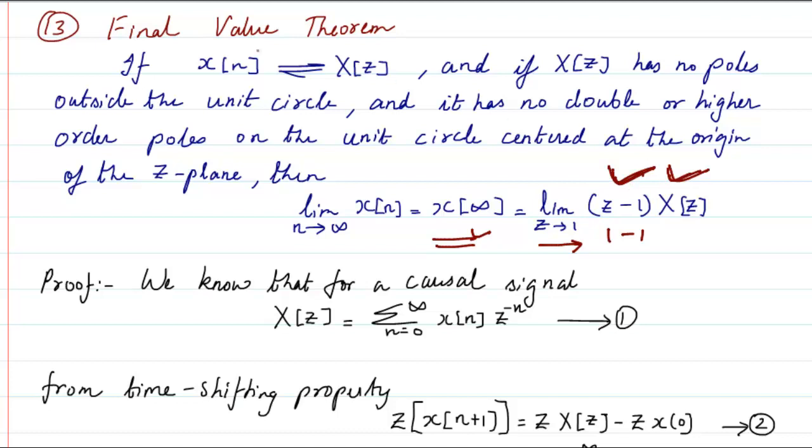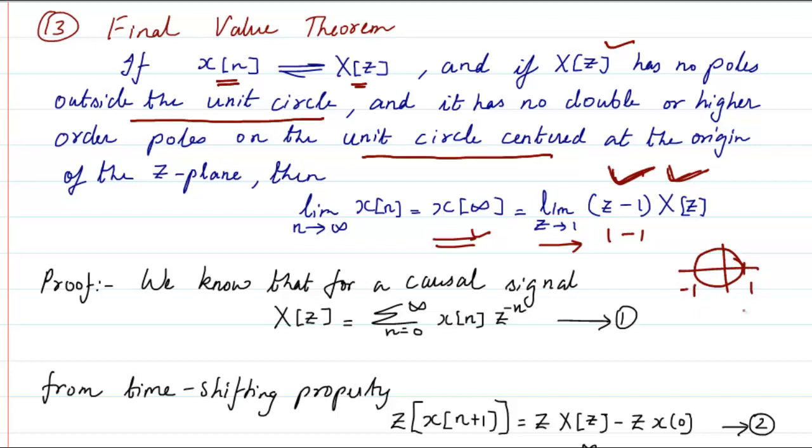And that is why we have written here that we are trying to find the final value of a function x of n whose X of z we know, and X of z must have no pole outside the unit circle. That is important. Only in those cases can we find the final value theorem. And it has no double or higher order poles on the unit circle centered at the origin. So unit circle means, if you are trying to draw it, it has this value 1 and this value minus 1. So it is not having any of those cases. Then in those cases alone we will be able to apply the final value theorem, which is basically this.